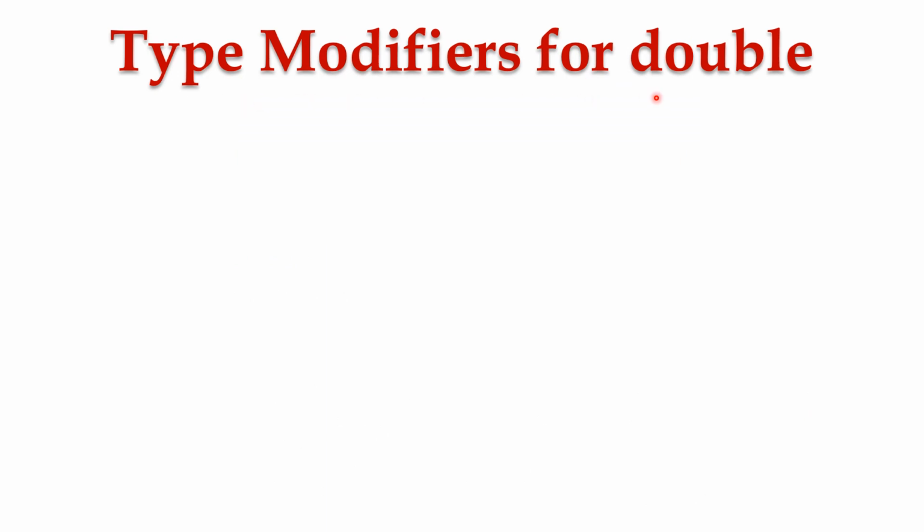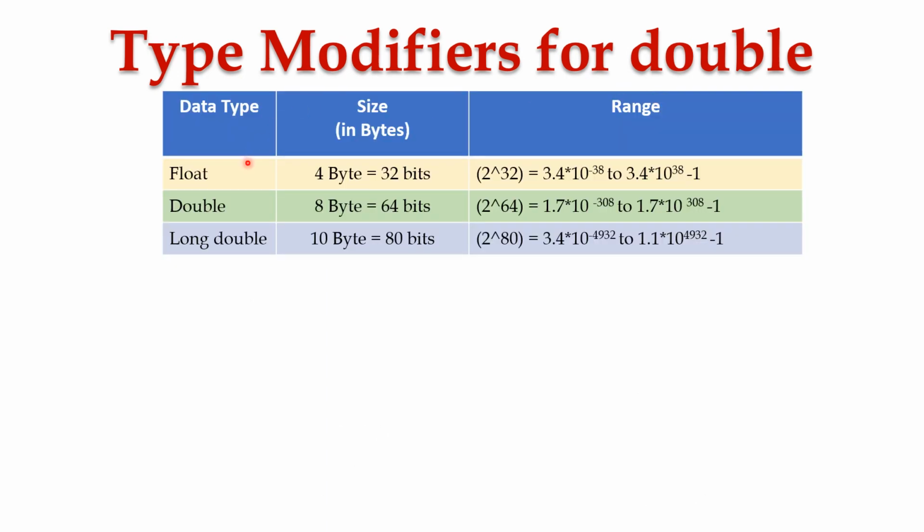Type modifiers for double. So float data type utilizes 4 bytes of memory space. That is, it needs 32 bits to store the value. And the range starts from 3.4 into 10 to the power of minus 38 to 3.4 into 10 to the power of 38 minus 1. Next, double data type utilizes 8 bytes of memory space. That is, it needs 64 bits to store the value. The range starts from 1.7 into 10 to the power of minus 308 to 1.7 into 10 to the power of 308 minus 1.